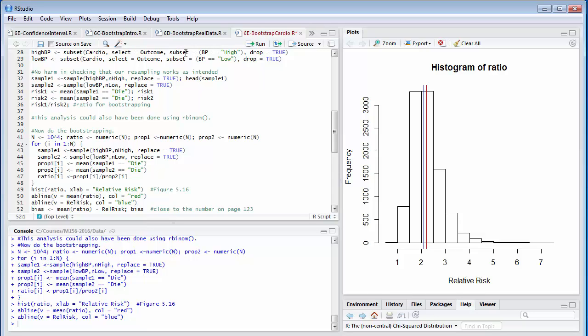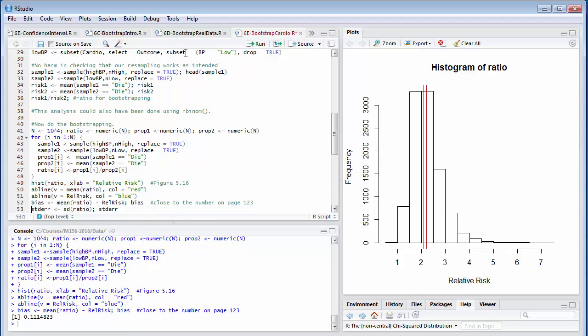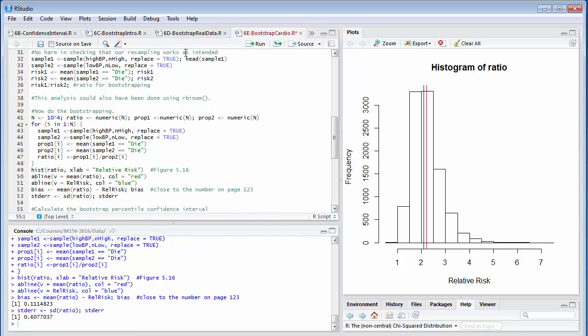Hey, shouldn't those be the same? No, they won't be. Why? Because when you take ratios, you're introducing bias. The mean of the ratio is generally greater than the ratio of the means, and we can calculate that bias. It's about 0.11. From our bootstrap distribution, we can get the standard deviation of this ratio, which is about 0.6. And so this bias is significant, but it's still small compared with the variability of the ratios.